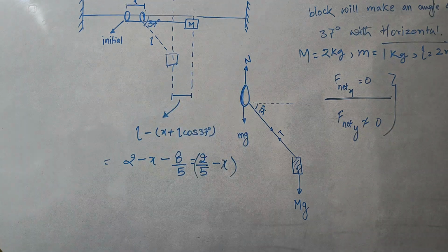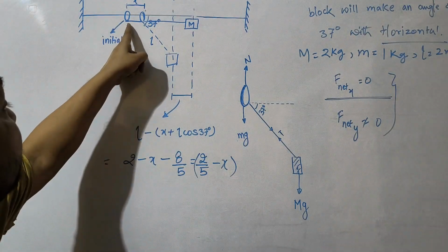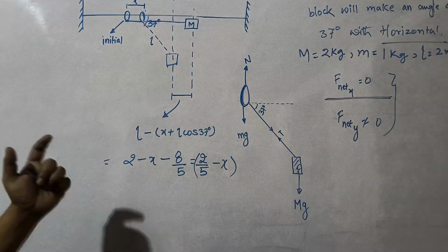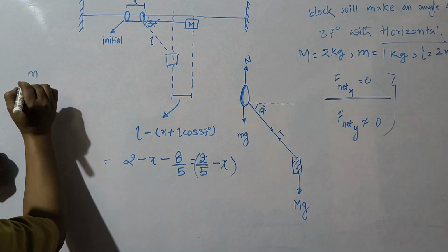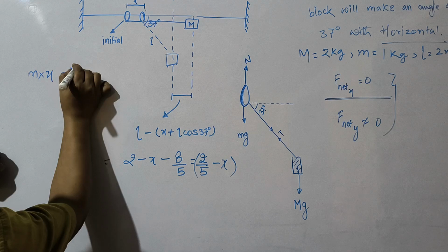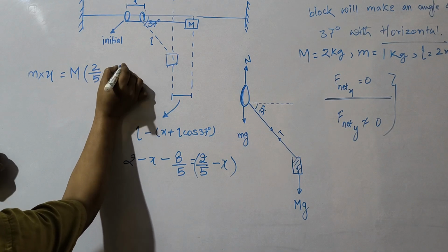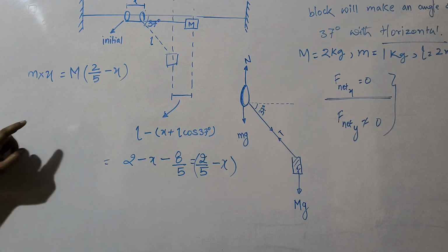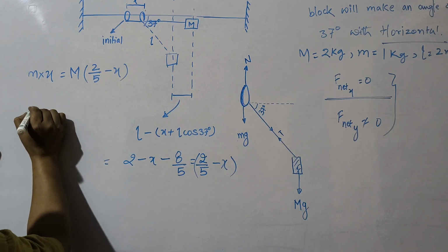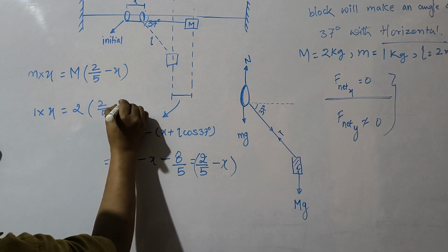Okay, in which direction is it shifting? The block is shifting in the leftward or backward direction. And in which direction is the bead shifting? Towards the rightward or forward direction. Okay, so what can I write? Small m for the bead into x is equal to capital M for the block into 2 by 5 minus x. Here we have to find x. Putting the values, capital M is equal to 2 and small m is equal to 1. So 1 into x is equal to 2 into 2 by 5 minus x.